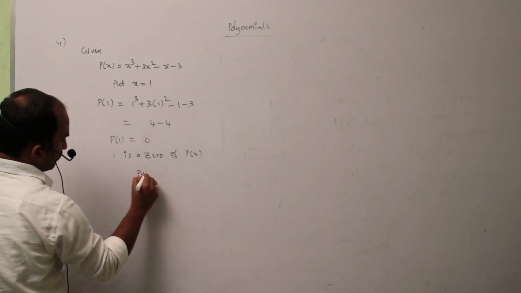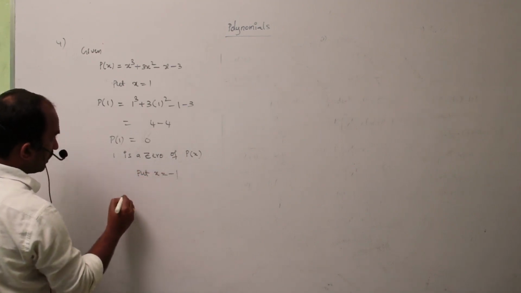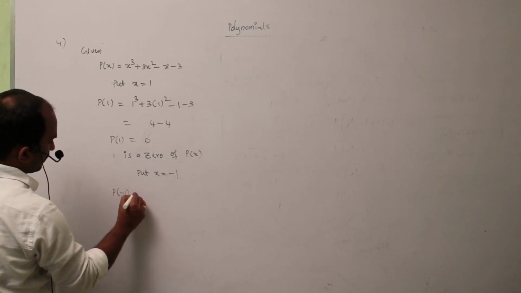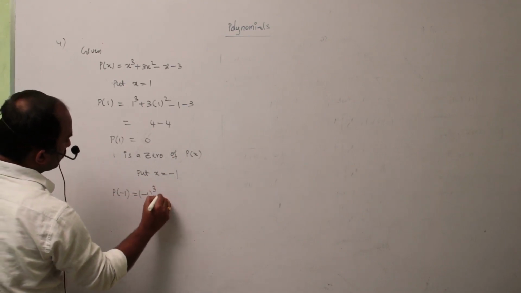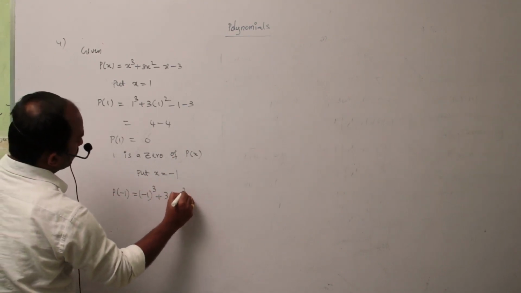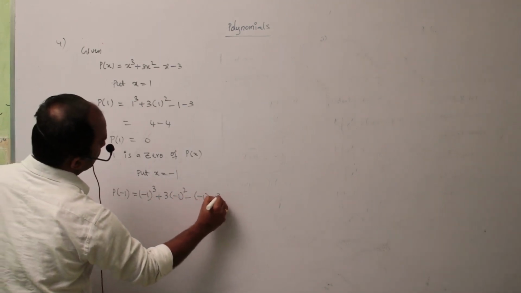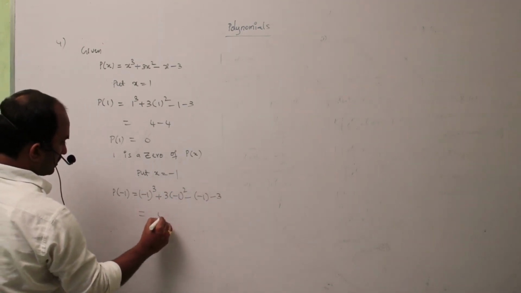Next, the second one. Put x is equal to minus 1. So p of minus 1 is equal to minus 1 whole cube plus 3 into minus 1 whole square minus of minus 1 minus 3. That means this is also the same.